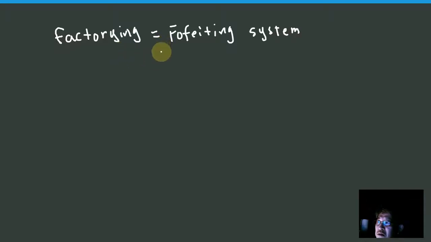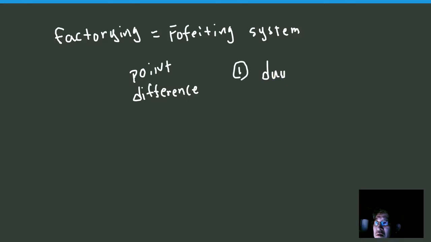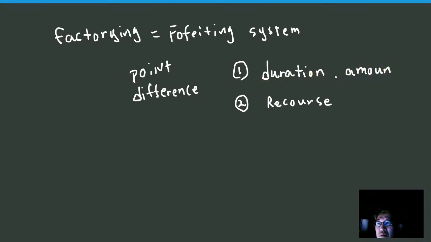These two systems are quite similar, except for two differences. Number one difference is duration. And number two difference is recourse. Duration and amount. Except for these, the two systems are quite similar. Then we will see how they are different.